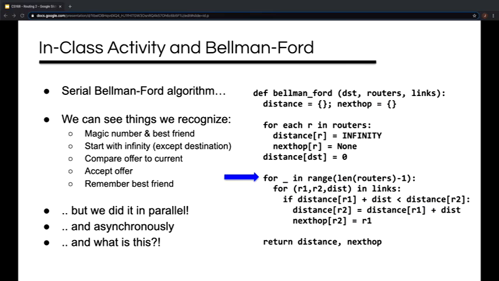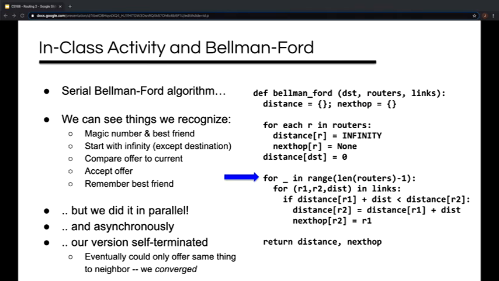But we didn't have that at all. It doesn't make sense if you're doing it asynchronously, because you're doing perhaps different numbers of these updates. But fortunately, it doesn't matter. The version that we did self-terminated, or at least it could self-terminate.